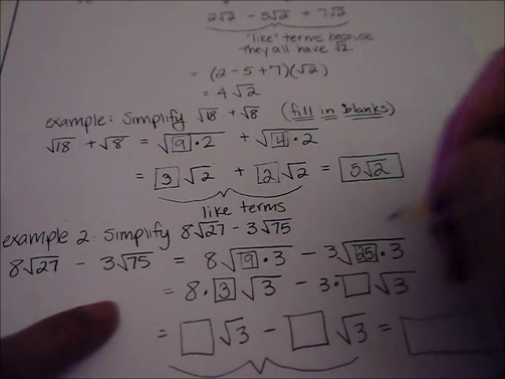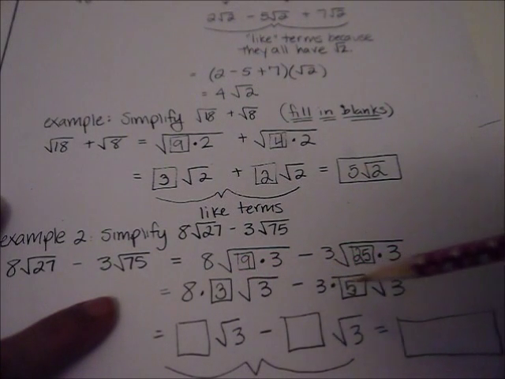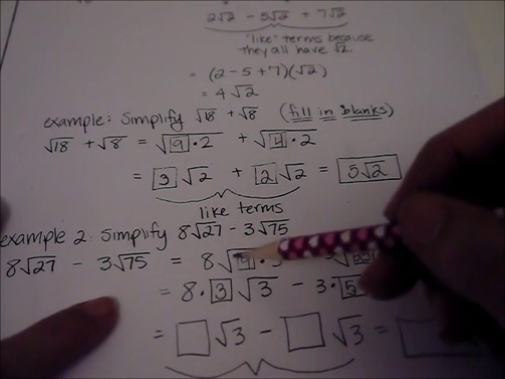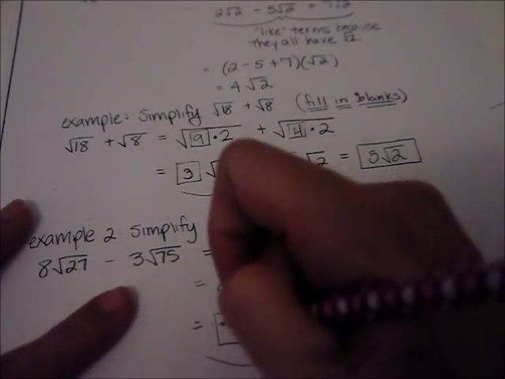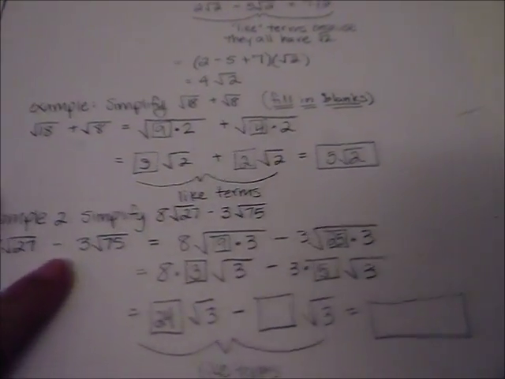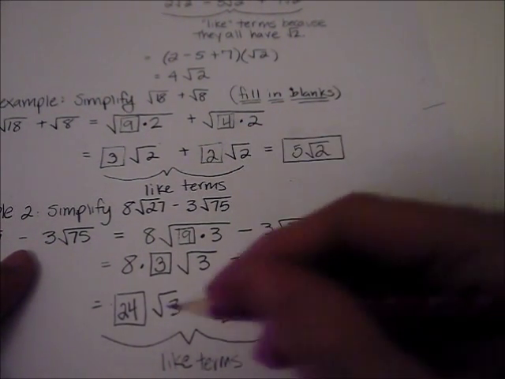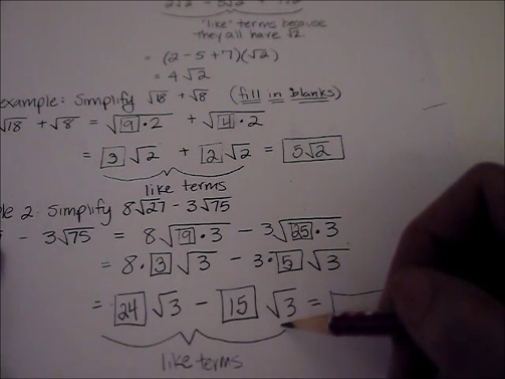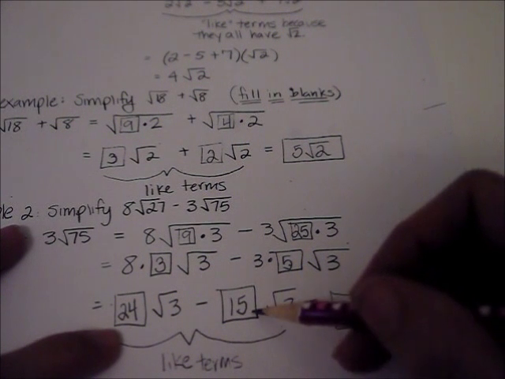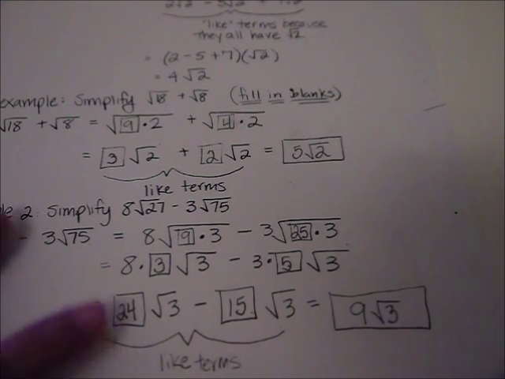and the 5 comes out. Now you're going to get good at this and probably skip this step. When you pull that 3 out, don't forget to multiply it by the 8. So what that gives us is 24 radical 3, and then 15 radical 3, and voila, we've got like terms. Both radicals are 3, so that's nice. So we're doing 24 minus 15, and that will be 9 radical 3.